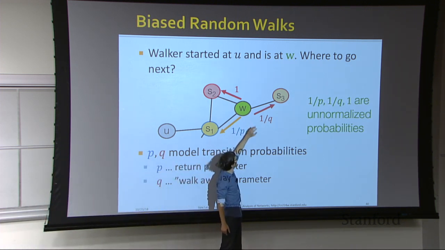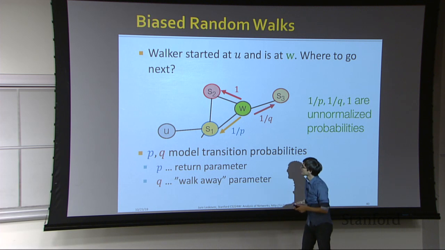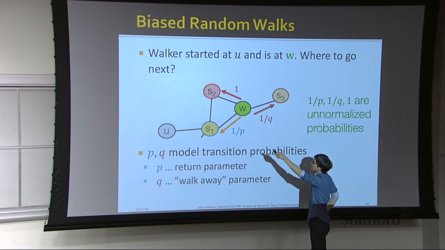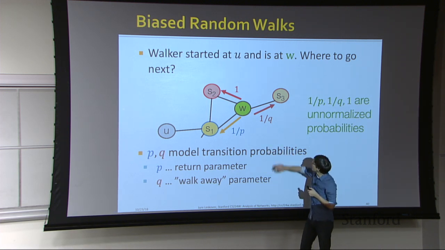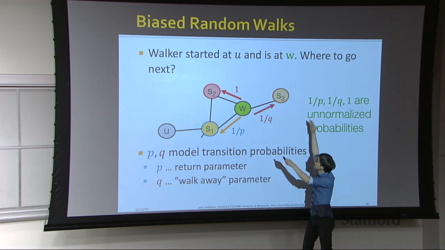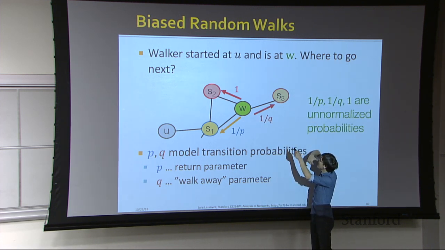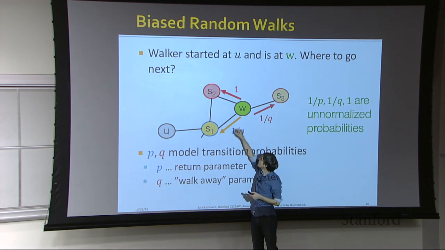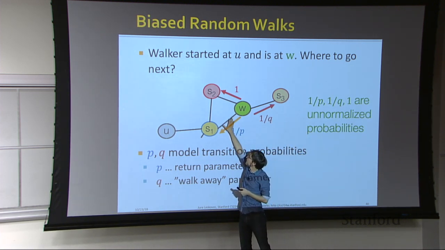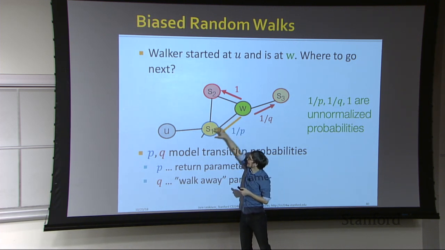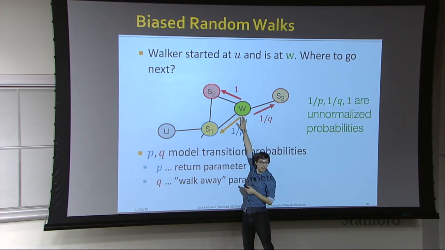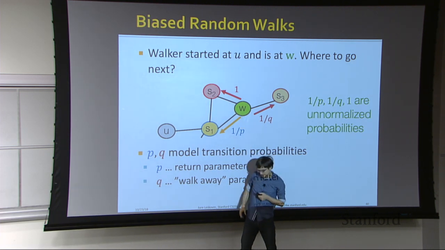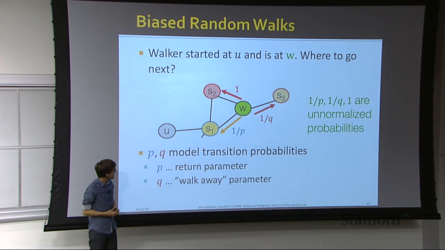If we are currently at W, this is how the weights would be set. We will put a weight of 1 towards the nodes that are at the same distance from you as we are currently. We will put weight 1 over Q on the nodes that are 1 step farther from U than we currently are. And we will put a weight of 1 over P on the edges that point to nodes that are closer to node U than we currently are. Okay? So this is the idea, right?